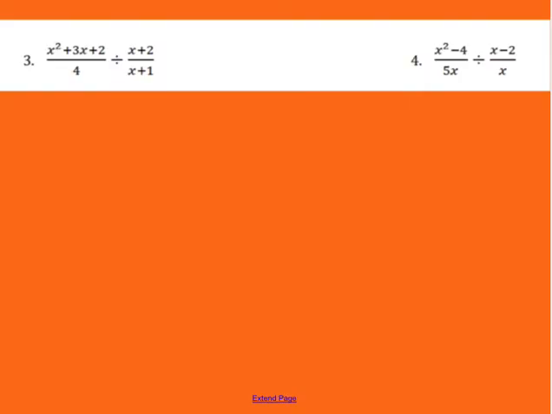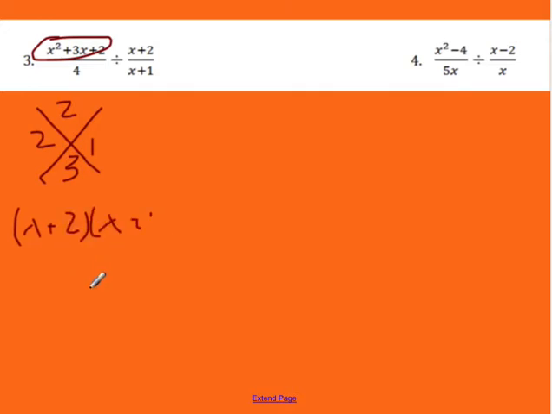So for number 3, we need to factor. So first thing I need to do is use the x to factor that. So I'm multiplying to 2 and adding to 3, and that's going to be 2 and 1. So up top, I have x plus 2 times x plus 1. Then we're going to take that and we're going to divide it by 4.